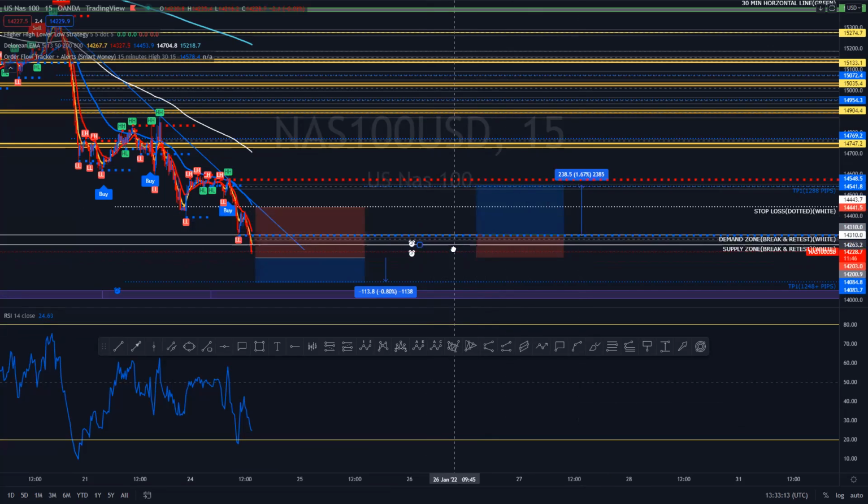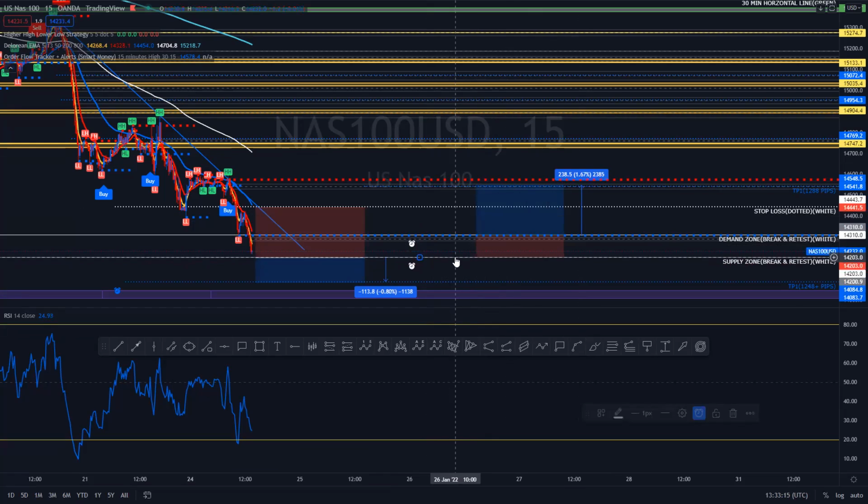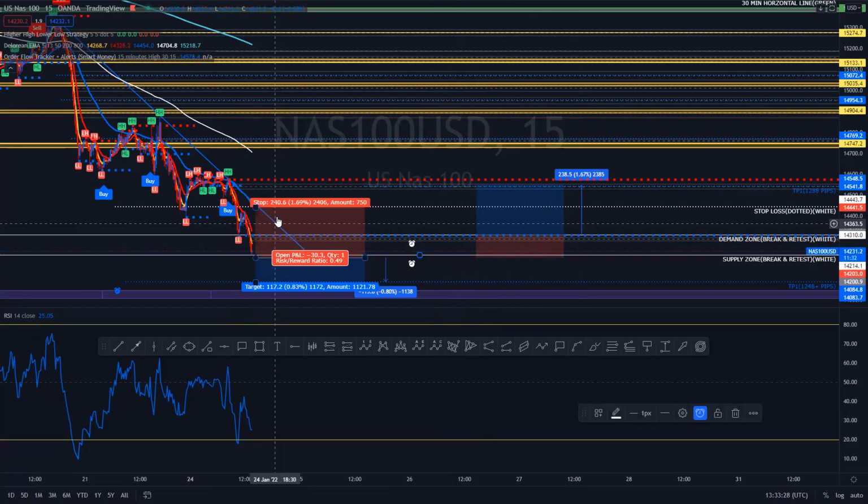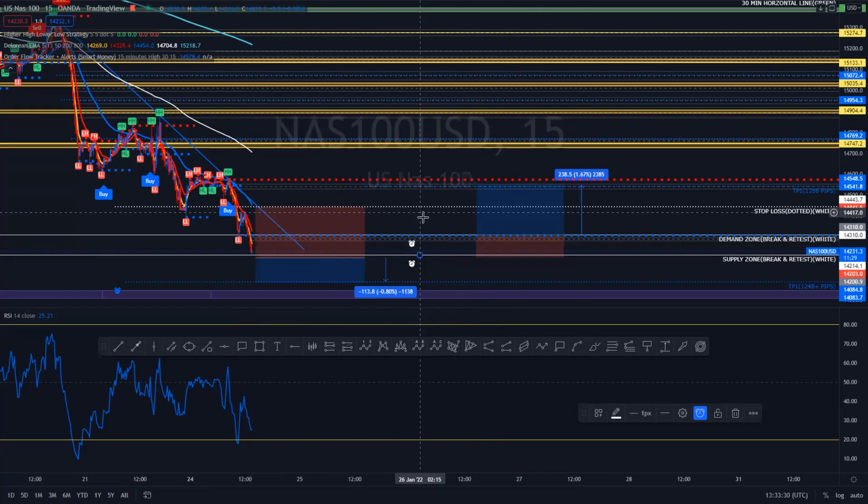Then maybe pull my break and retest down here. That's what I want to do. Better way at this point, because I will want to see it break past here. Then if it decides to buy up, then I'll go for it. Let me pause this recording.